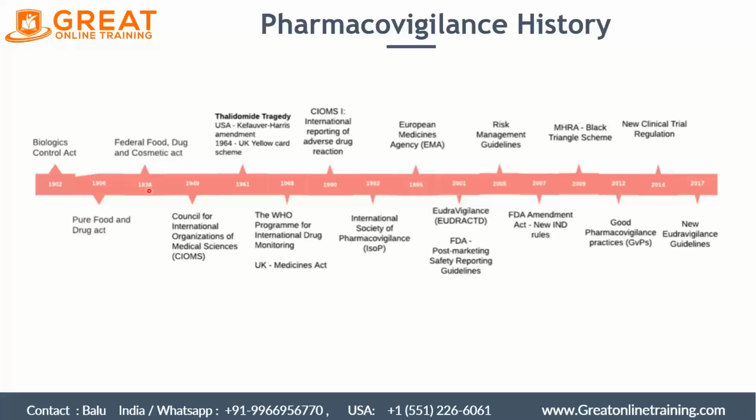And then later, the CIOMS, the Council for International Organizations of Medical Sciences, was initiated in 1949, and in the early 1950s, a series of cases of aplastic anemia associated with chloramphenicol after approval was identified, which demonstrated the necessity for surveillance of drugs after their approval.